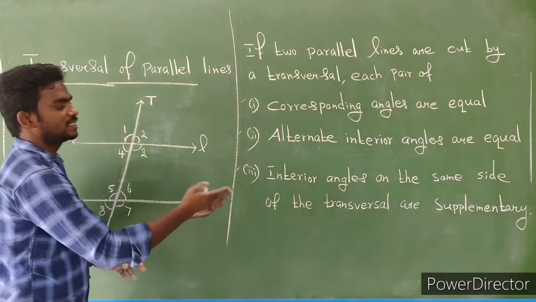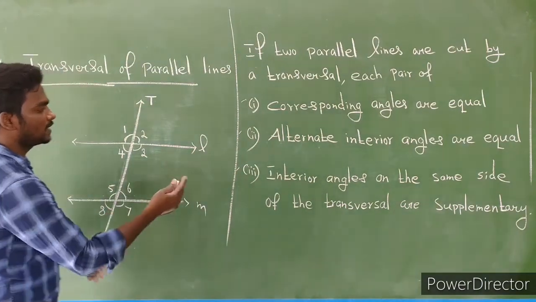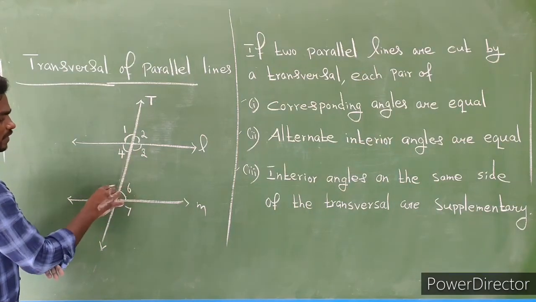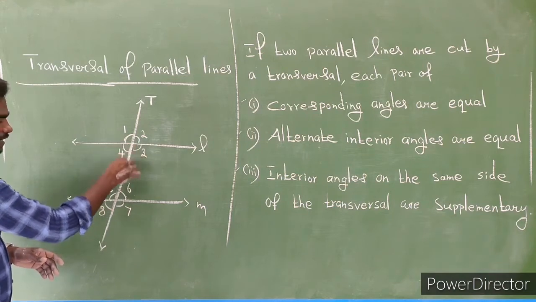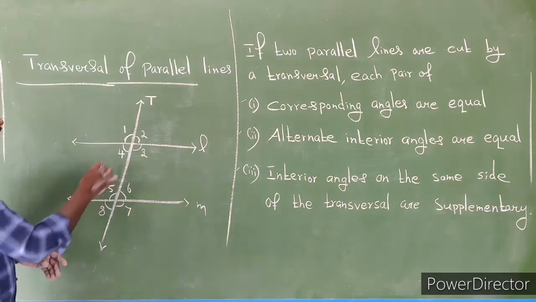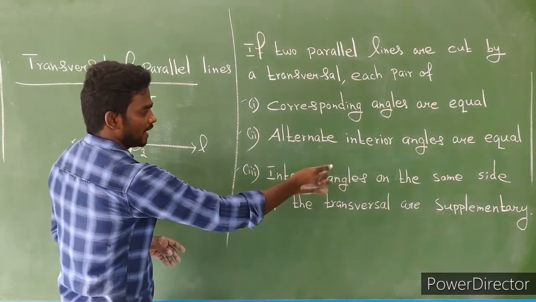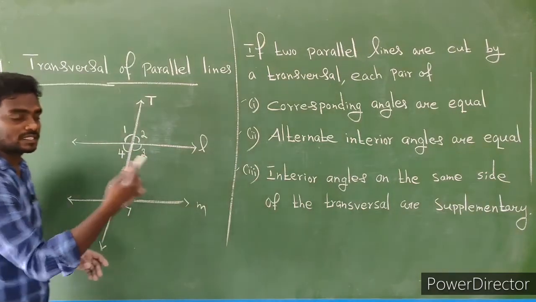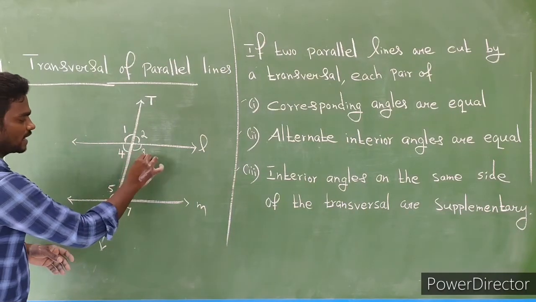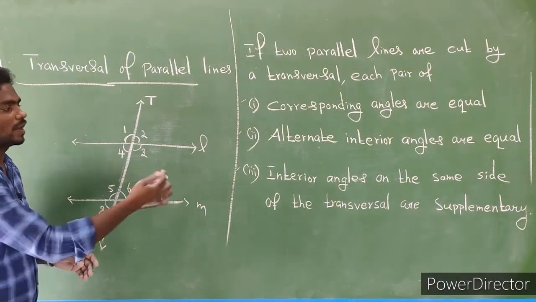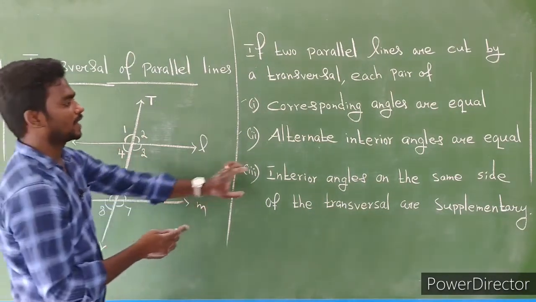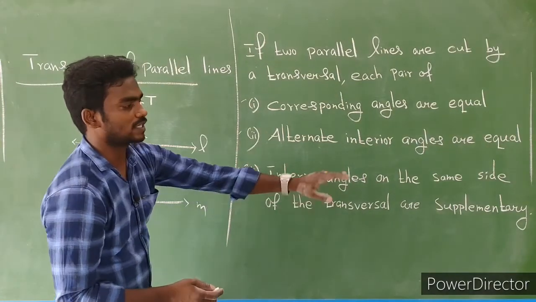Interior angles on the same side of the transversal are supplementary. What are the interior angles on the same side of the transversal? Here 4, 3, 6 and 5 are interior angles, but interior angles on the same side of the transversal, which angles? Angle 4 and angle 5. So 4 plus 5 is equal to 180 degrees. Same as angle 3 plus angle 6 is equal to 180 degrees. Interior angles on the same side of the transversal are supplementary.